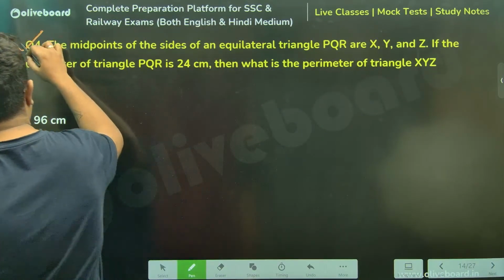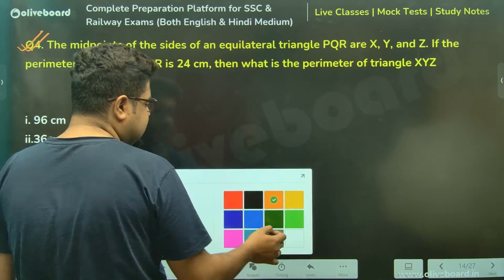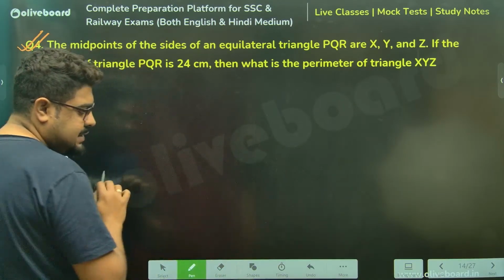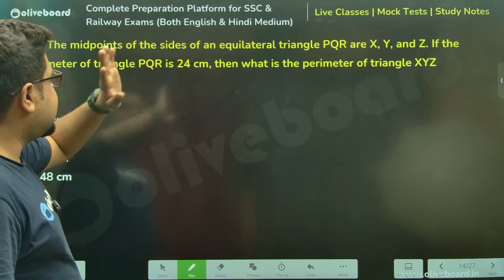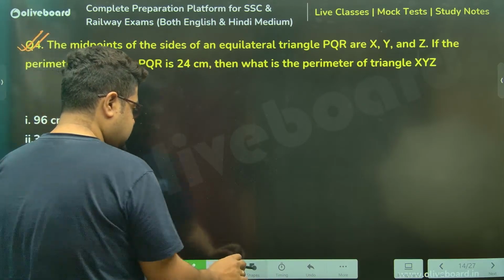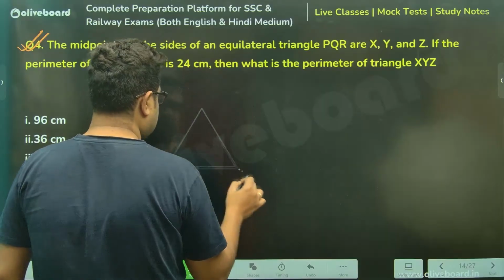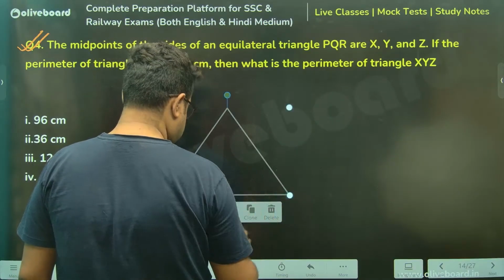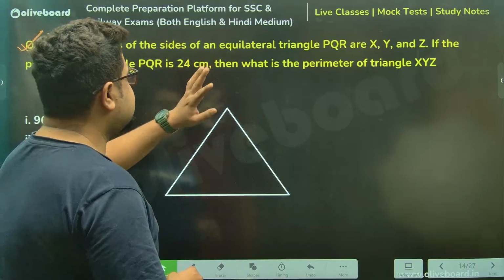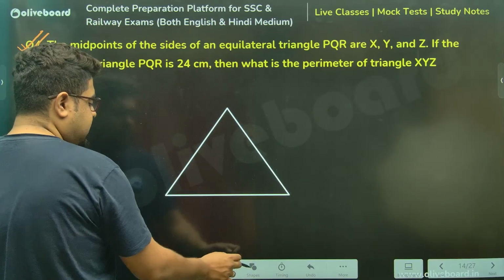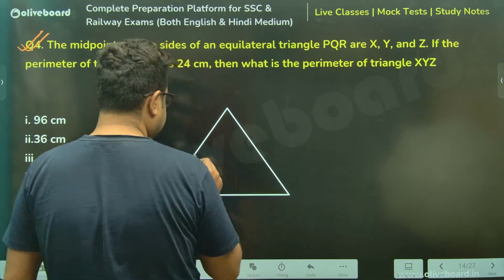Next one, please, sir. Again, this is a geometry-based mensuration question. Brilliant question, this one. Midpoints of the sides of an equilateral triangle are given. Chalo. The perimeter of that small triangle is actually given to you.